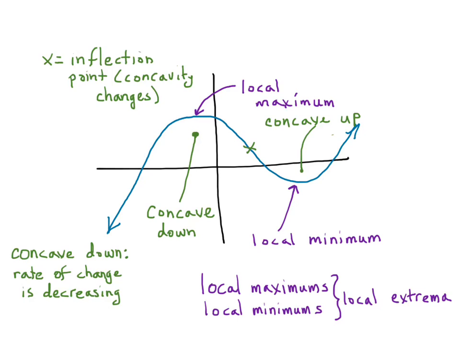So when you're concave up, your rate of change is increasing, and when you're concave down, the rate of change is decreasing. So regardless of whether it's an increasing or decreasing function, the concavity describes the same thing. So when it's concave up, your rate of change is increasing. When you're concave down, your rate of change is decreasing. And I think I have the other one written here as well.